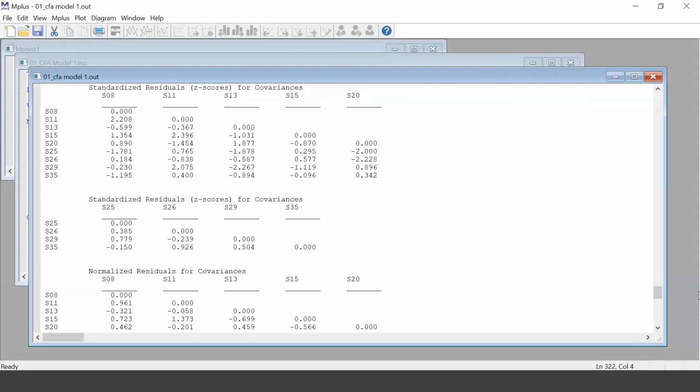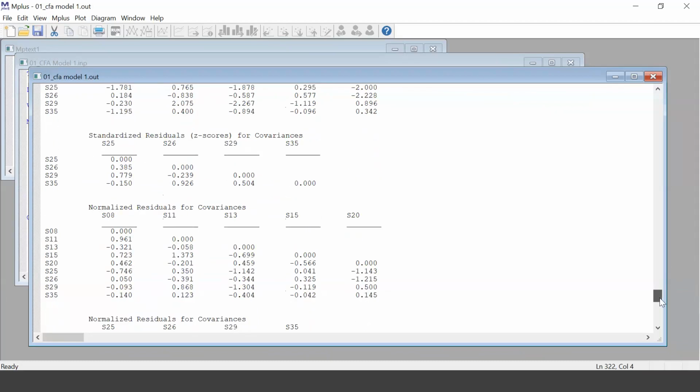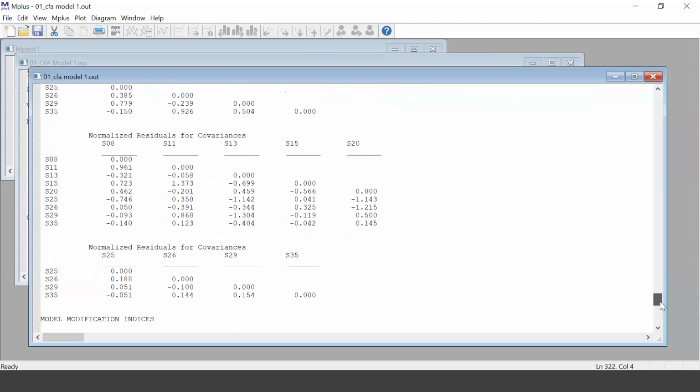So when I look at this, I don't actually think that the standardized residuals here look too bad. I see a couple of standardized residuals that are above 2, but not very many, and they're not very far above 2. So, okay, it's not perfect fit, but there's nothing here that's super problematic.